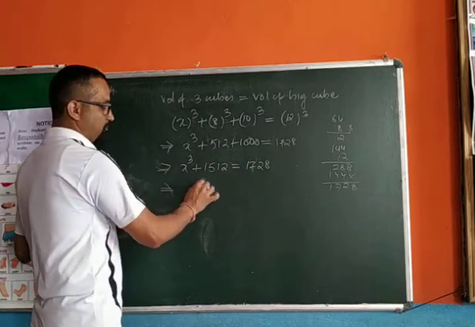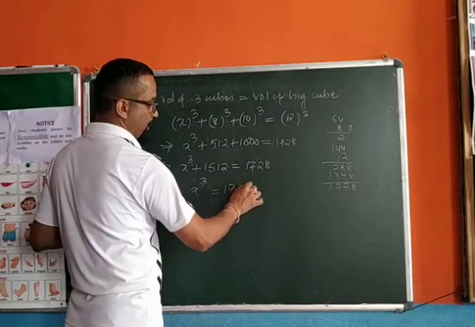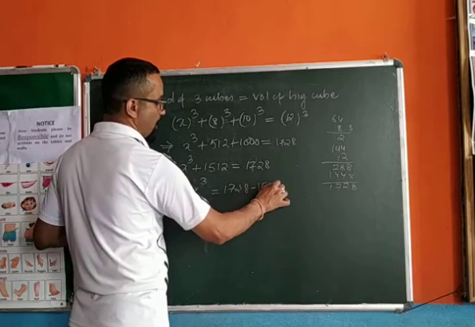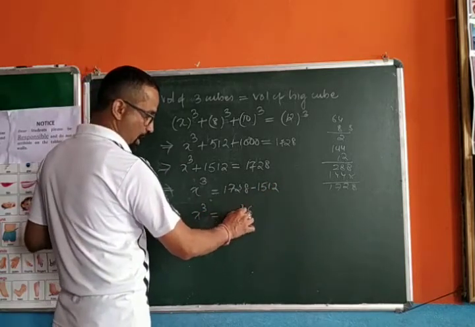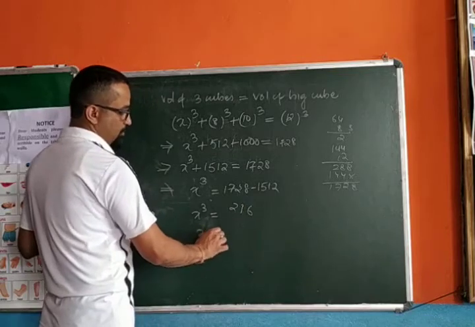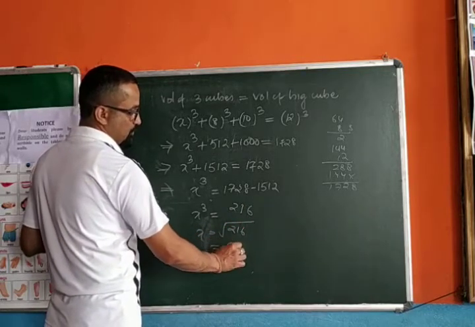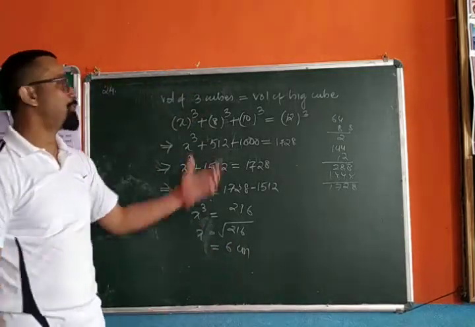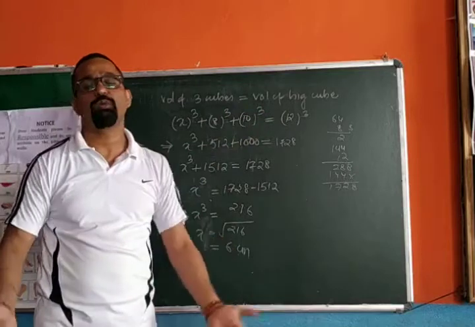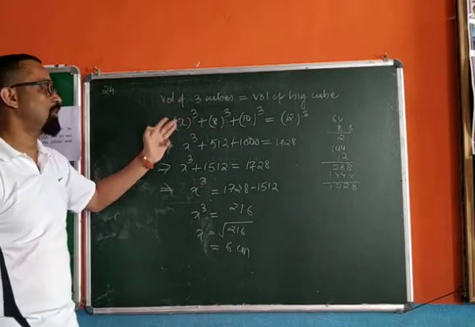Make x the subject of the formula: 1728 minus 1512, subtract, it is 216. x equals the cube root of 216, which is equal to 6 centimeters. This is how we calculate when 3 cubes are melted into a big one. We can find the dimension of one of the cubes which is unknown.